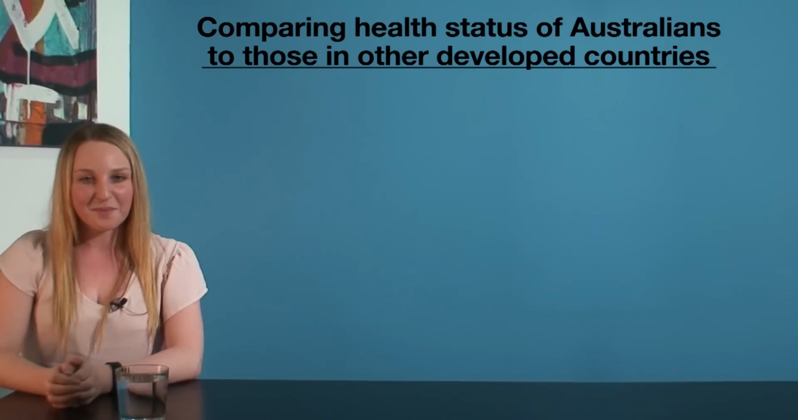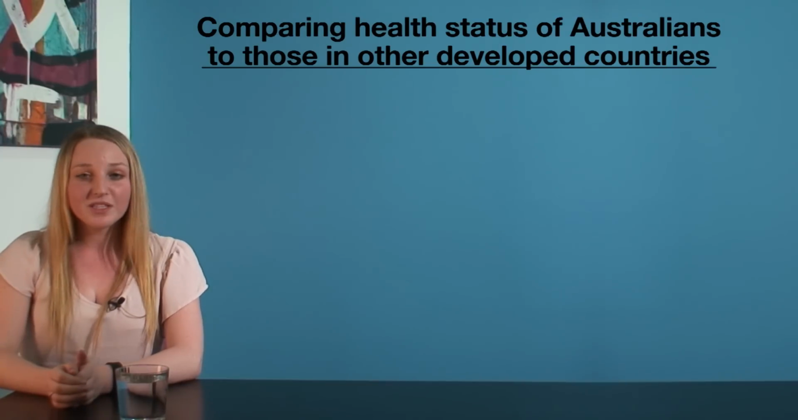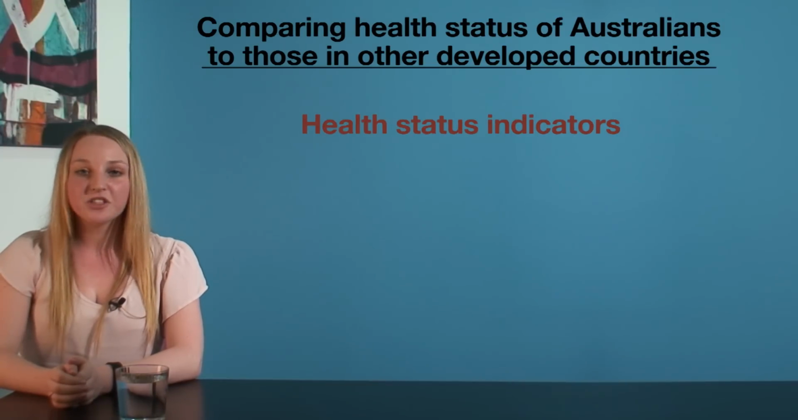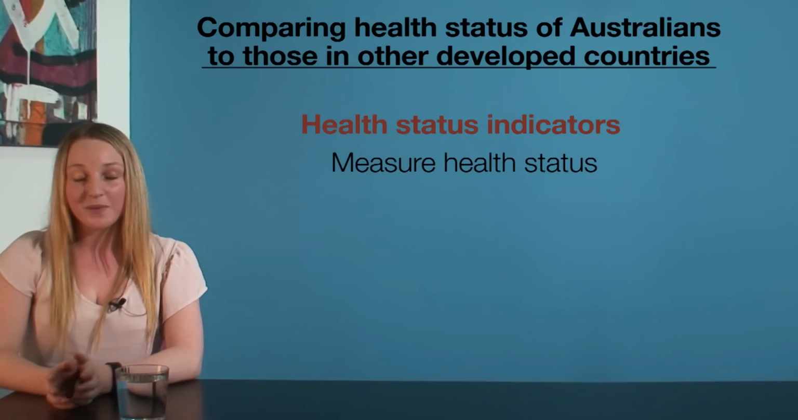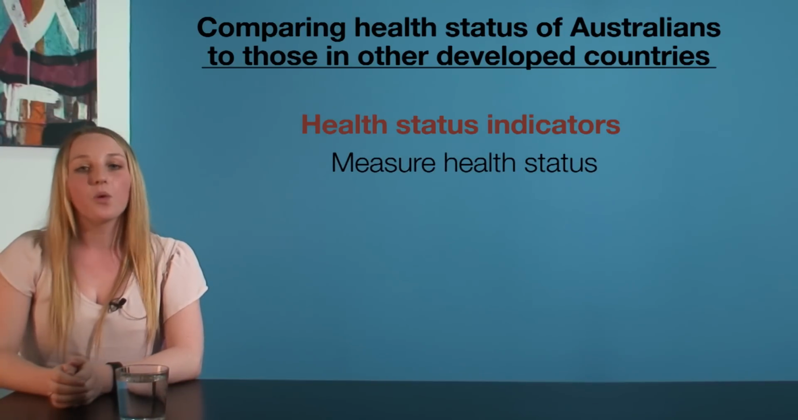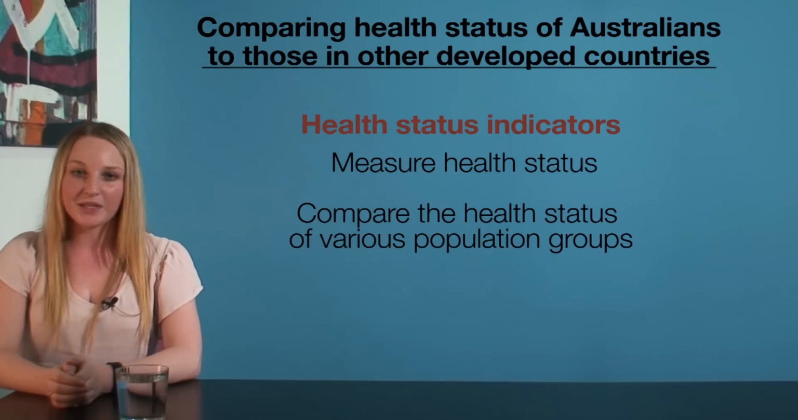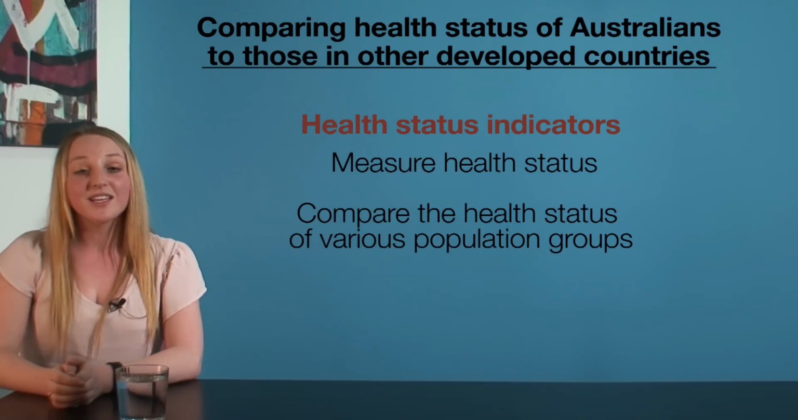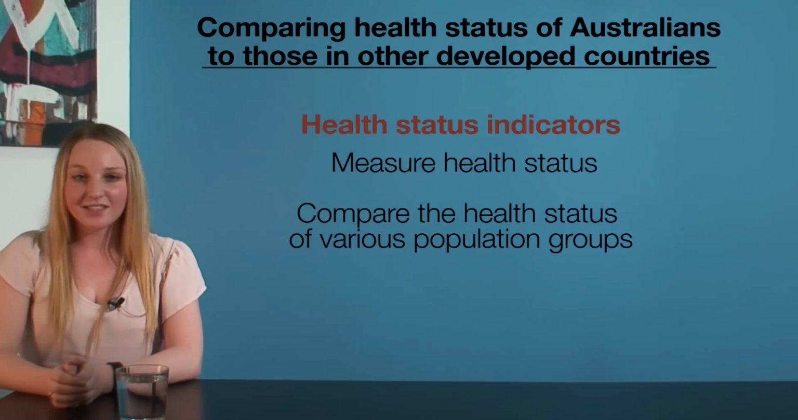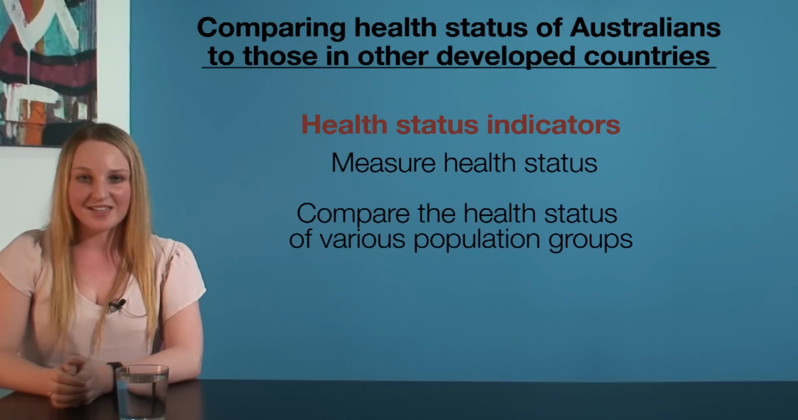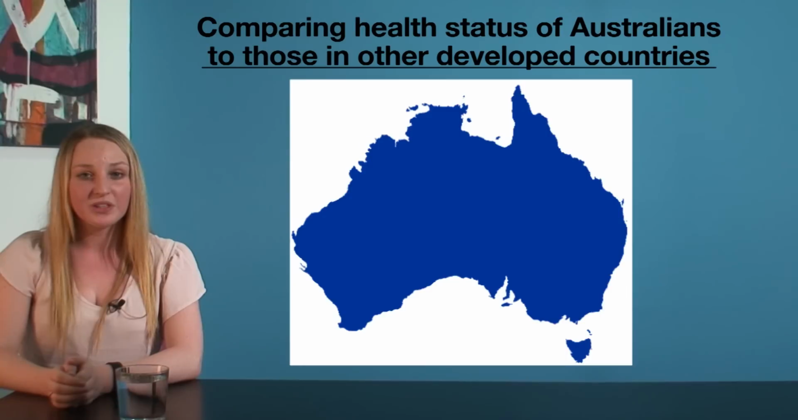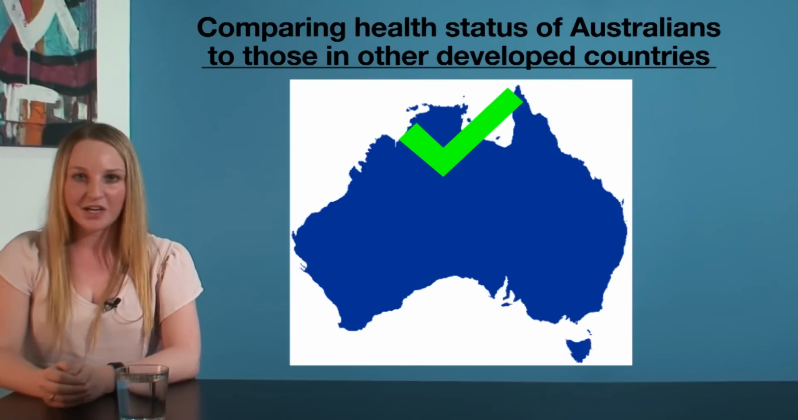But first, some background. In the previous videos, we have looked at how to use health status indicators to measure health status. We can also use these measures to compare the health status of various population groups. In this video, we will look at how to compare the health status of Australians to those in other developed countries. In general, Australia's health status stacks up quite well to other developed countries.